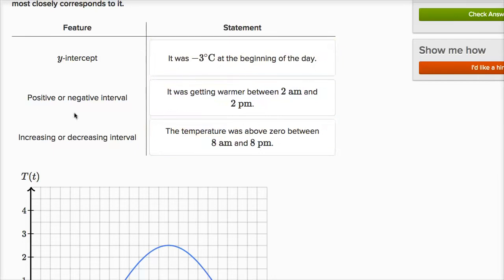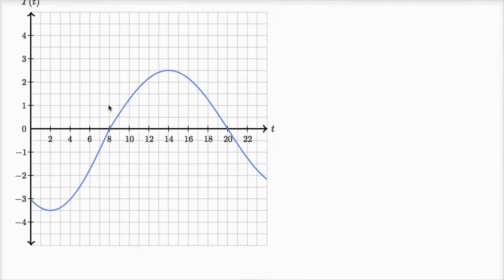So positive or negative interval. These questions are a little bit tricky because you don't have to use both the positive and the negative interval. It doesn't have to be both. So if either the positive or negative interval helps you with one of these other two statements. So let's see. It was getting warmer between 2 a.m. and 2 p.m. The temperature was above 0 between 8 a.m. and 8 p.m. If we're talking about positive or negative intervals, we're not talking about increasing or decreasing. We're talking about positive or negative intervals.